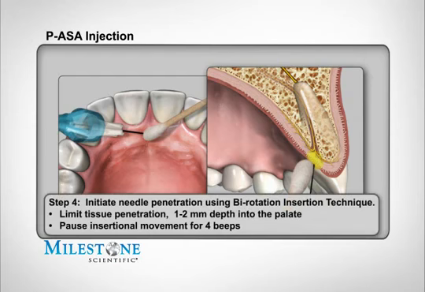Step 4. Rotate the handpiece back and forth with a slight forward movement to allow a shallow puncturing of the tissue to a depth of 1 to 2 millimeters. Then stop forward movement to allow the STA system to continue to deposit anesthetic for an additional 4 to 5 beeps before any further penetration of the tissue.